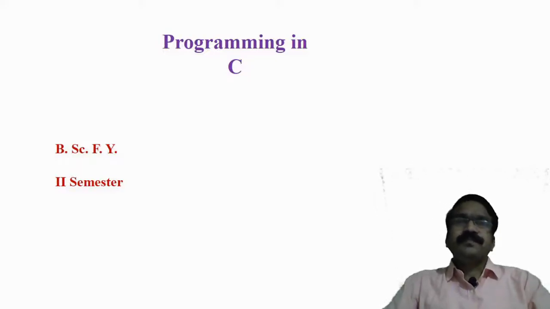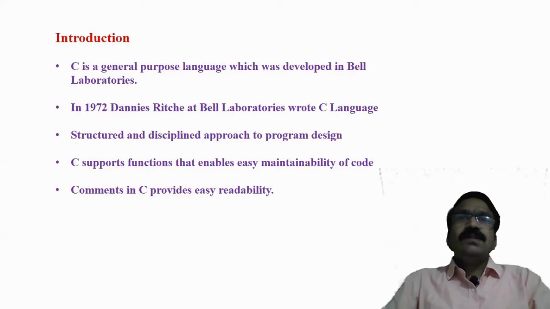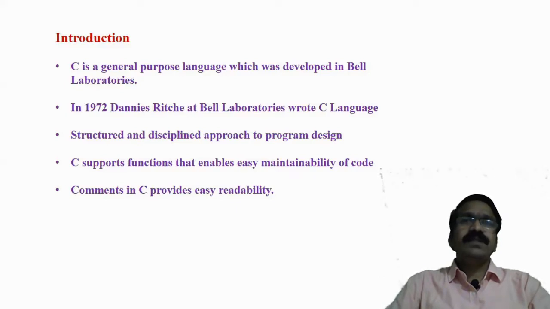Hello student. In the last period we studied the computer programming language, and today we see programming in C language. C is a general purpose language which was developed in AT&T's Bell Laboratories in the US. In 1972, Dennis Ritchie developed the C language in AT&T's Bell Laboratories.